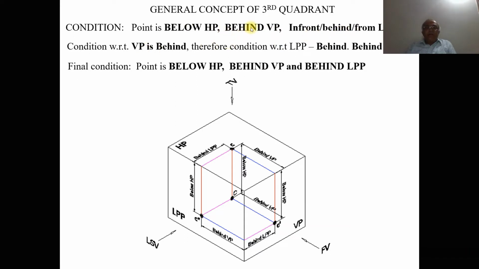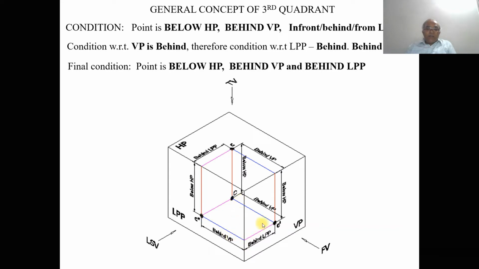In the second quadrant, when it is behind VP, again it is behind LPP or behind RPP. Now, for the third quadrant, since it is behind VP, obviously it should be behind LPP. So the final condition is that the point is below HP, behind VP and behind LPP. And always when you look from the side view, we can see the distance below HP. That image is also seen in the left side view. And when you look from the left side view, we can also see the distance behind VP. That distance is seen in the left profile plane.